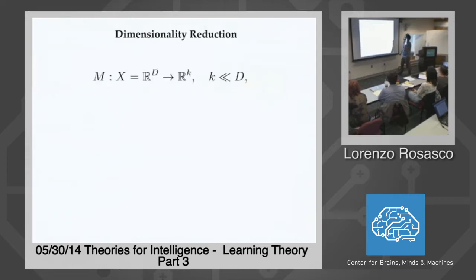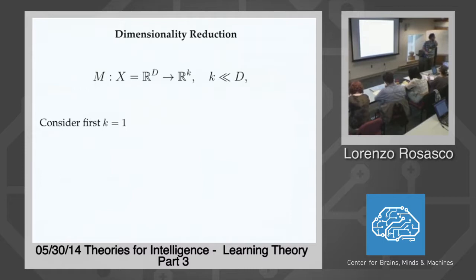How do you do that? Here's the problem of dimensionality reduction. It basically says, if you give me vectors of size D, I want a map that puts them down to size K, where K is much smaller than D. This is my question now. There are no labels. I'm going to do this on the basis of a bunch of points.